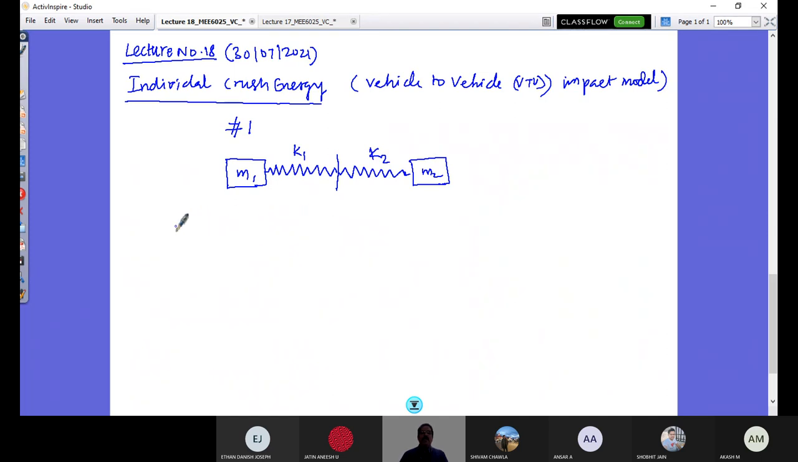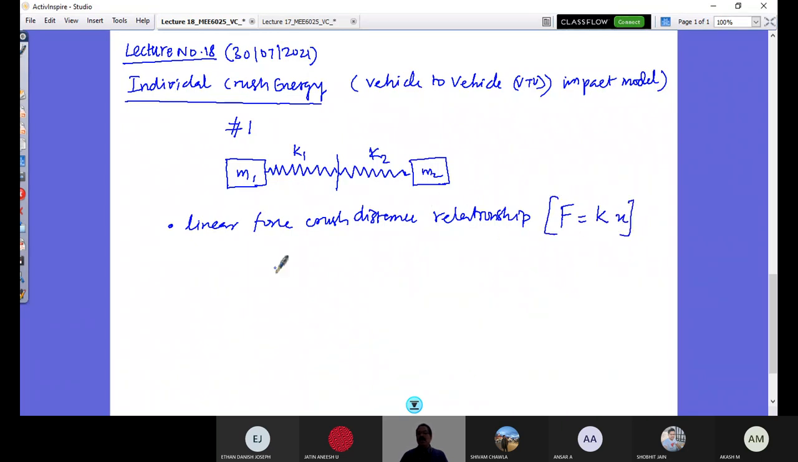The important assumption here is a linear force crash distance relationship. F is the crush force acting during the crash event, and it is equal to K times X. The spring force is constant for a given position of X. It would vary only as X varies.